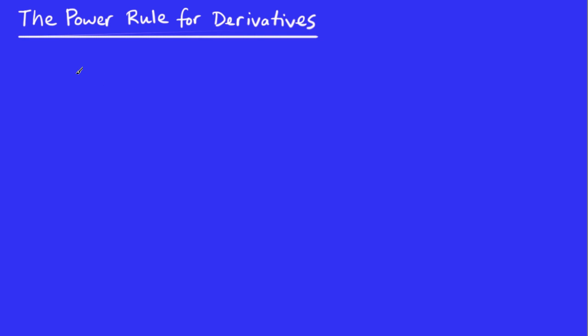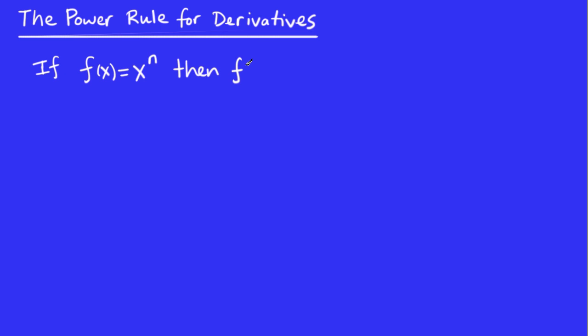Let's talk about the power rule for derivatives. This is going to be a formula you're going to use literally hundreds of times in your calculus courses. Here it is. If you have a function that is a power function, what is a power function? Well, it's x to some power, let's say n. Then what is the derivative?